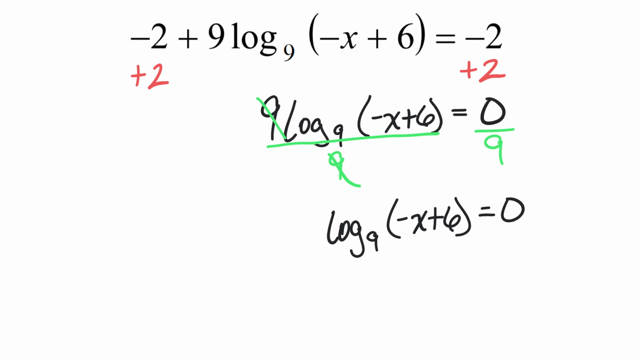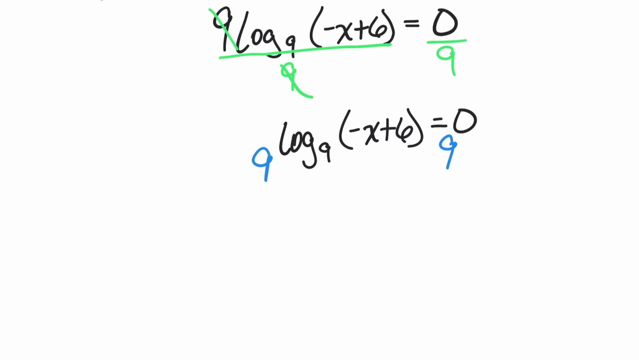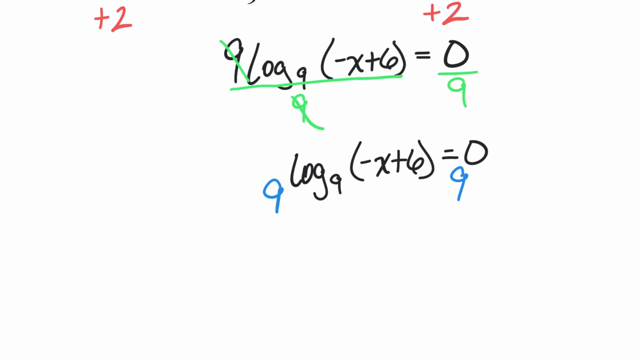So we need to get rid of our log base 9, and we do that with a base 9. Left side, this is kind of easy to see what's going on here because log base meets a base, they cancel. What we have left is negative x plus 6. And then think about what we got on the right side here. 9 to a 0 power. Remember, anything to a 0 power is 1.